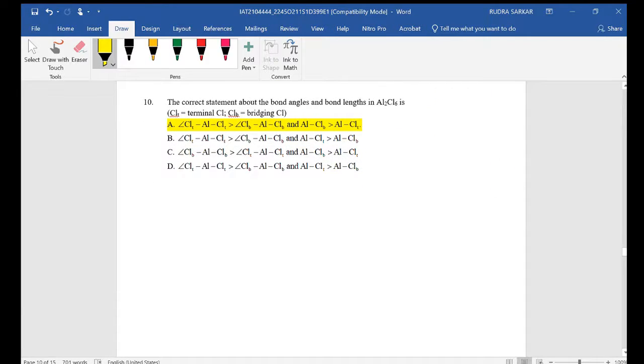Over here we have been asked the correct statement about the bond angles and bond lengths in the Al2Cl6. So for the Al2Cl6, the structure is as follows. When a chlorine is bonded to two atoms, that is called the bridging chlorine. So one that I am drawing right now is the bridging chlorine, and the chlorines attached to only one aluminium are the terminal chlorines. So these are my terminal chlorines, and these are my bridging chlorines.